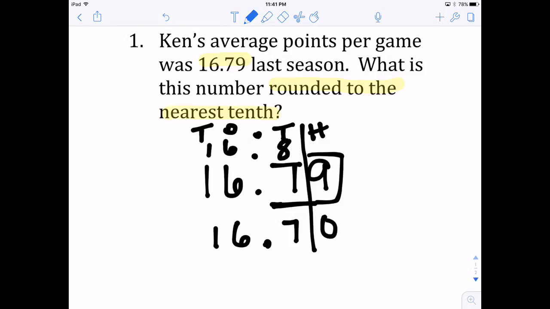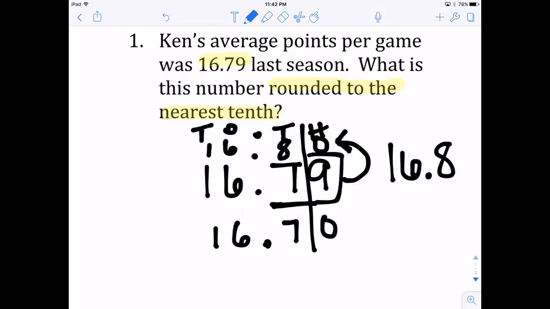The 9 will become a 0. And it's also where we look to make our decision. Now the rhyme we use in class is 5 or more, raise the score, 4 or less, let it rest. If we look at 9, we see that it's 5 or more, which means it's going to raise the score, meaning the 7 becomes an 8. So we have 16 and 8 tenths as an answer.